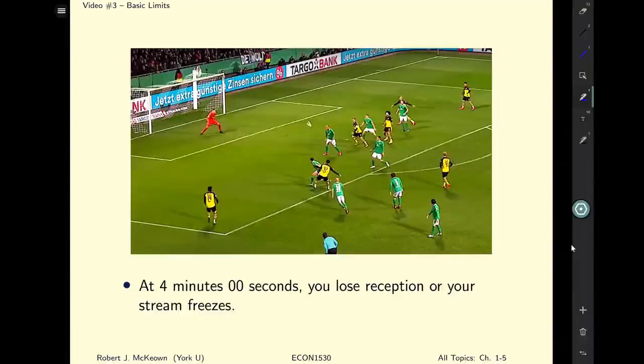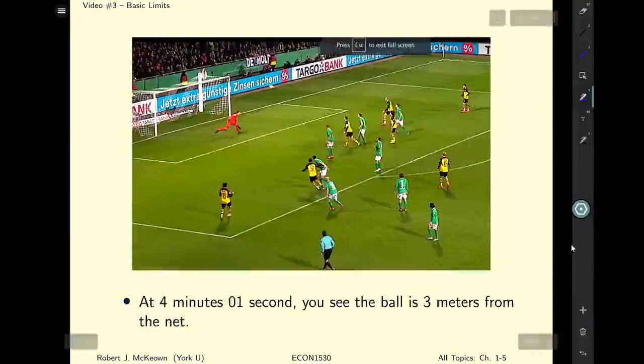At 4 minutes, your video freezes. Everything is just frozen exactly where it is. The ball is still 6 meters away, but everything is frozen. When reception resumes, 1 second later, you see that the ball is now, well, I've said 3 meters. The ball's moved position, right? And you didn't see how it got there. You're not sure how it got there because it froze. So the ball moved from here to there, while your image is frozen.